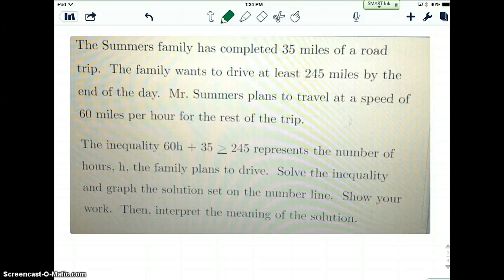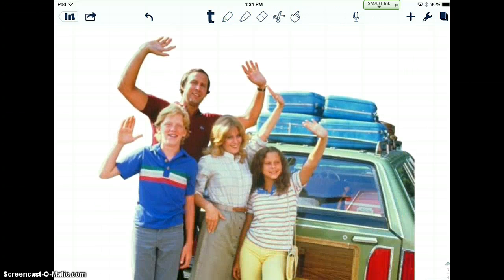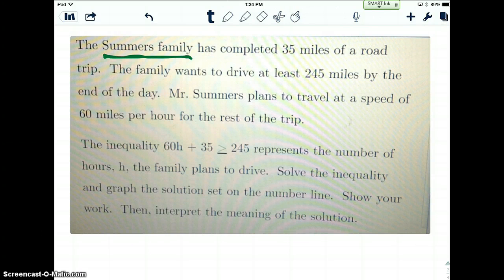So at first, I'm telling you that the Summers family is going on a family road trip. So look at this picture I brought. Look at this family, the Griswolds. They are headed out. They are happy about it. You're like, yes, I am out of here. I'm going on a family road trip.